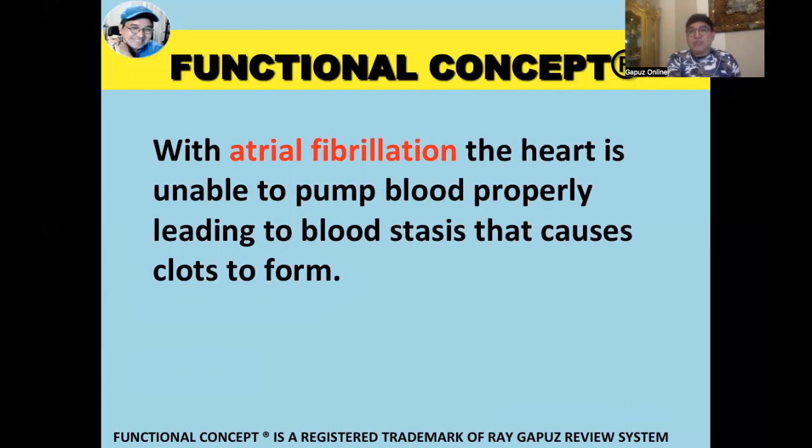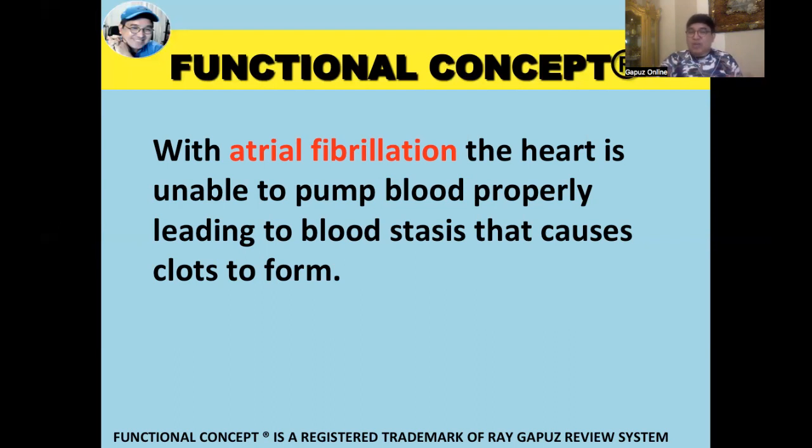Okay, with atrial fibrillation, the heart is unable to pump blood properly, leading to blood stasis that causes clots to form. That's what I'm saying. In atrial fibrillation, the heart rate would usually become faster because the atrial rate of contraction would be from 250 to 400 beats per minute. So essentially, just causing the heart to quiver, that leads to blood stasis in which clots form. And then when those clots lodge into the small blood vessels in the brain, then you have stroke, ischemic in origin, thrombotic or embolic.